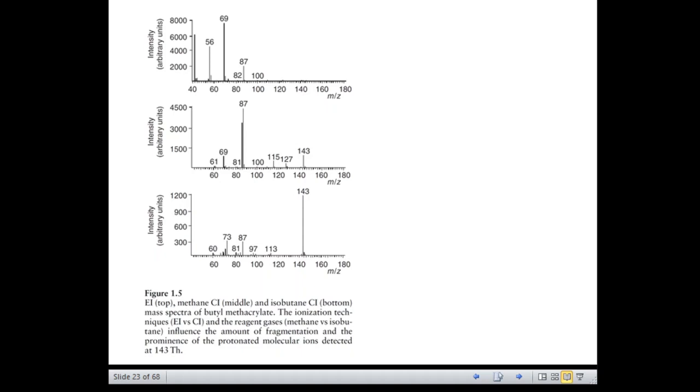So if you change the reagent gas, the ionization pattern changes and you will get a different fragmentation pattern and different spectra. Right? So you have to be very careful in choosing the right reagent gas for the analysis of the m/z of the given analyte.